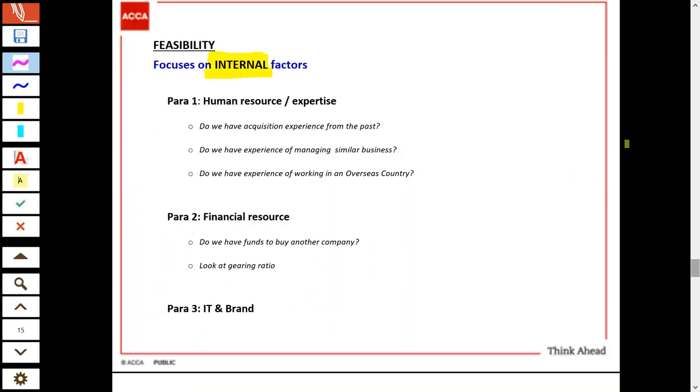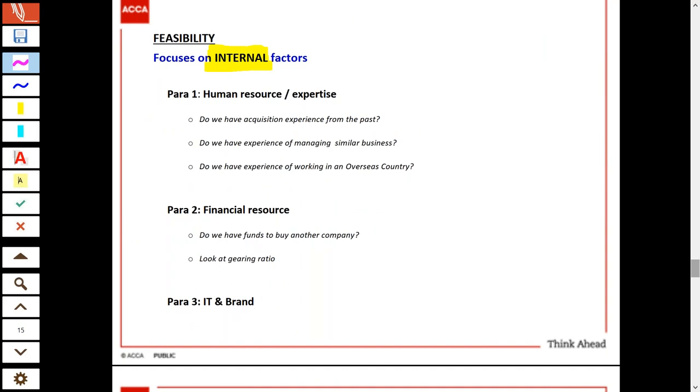Now feasibility, as I said, focuses on internal factors which are internal to the organization. So there are essentially 3 broad internal factors. First factor is human resource or employees, or experience or expertise or competency. The second resource is our financial position or financial resources. And the third internal thing is our technology, IT, brand, goodwill, etc.